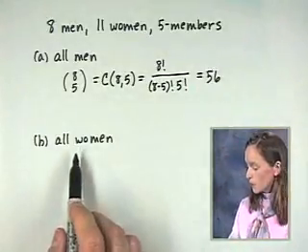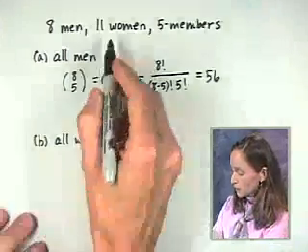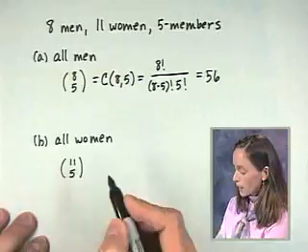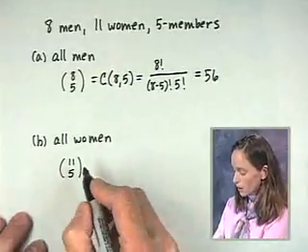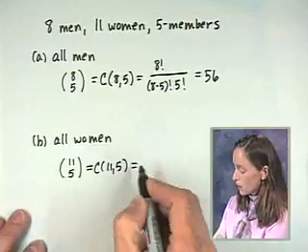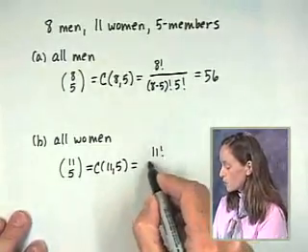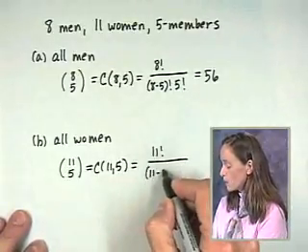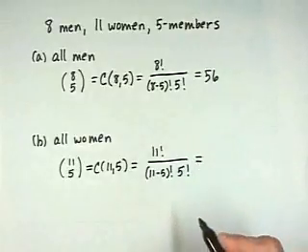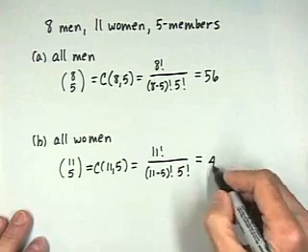What if our committees are all women? Let's take our 11 women and figure out how many 5-member committees we can make from that group. That's a combination of 11 choose 5. 11 factorial over 11 minus 5 factorial times 5 factorial, and that number is 462. Okay, let's move on to part C.